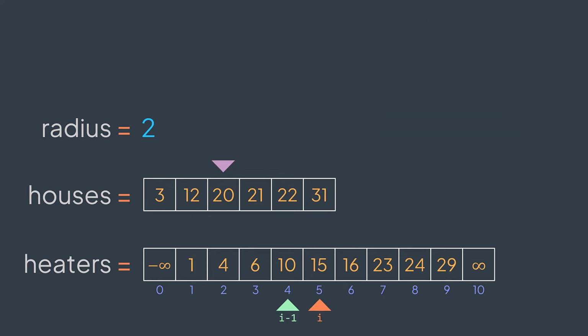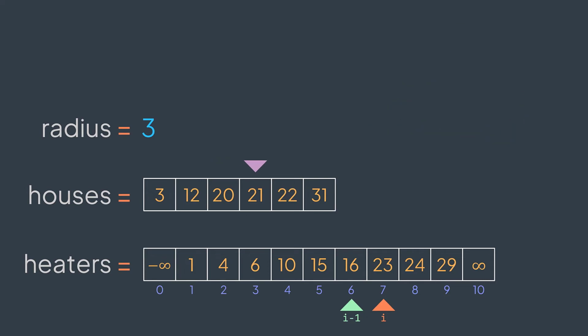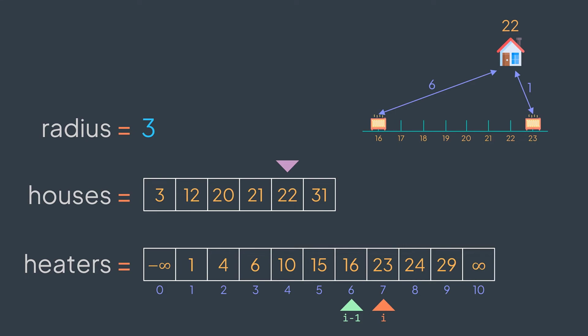Next house is at position 20, we increment i, and we found the right position. Distances are 3 and 4, minimum is 3, it replaces radius. Next house is at position 21, we're already at the right position of i because the heaters of i is greater than 21. Distances are 2 and 5, minimum is 2, it's not greater than radius, it doesn't replace. Next house is at position 22, same thing, we don't increment i. Distances are 1 and 6, minimum is 1, it doesn't replace.